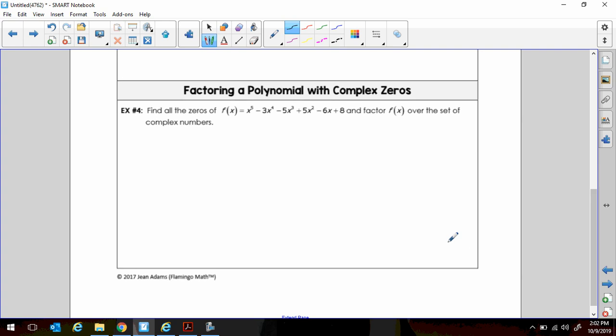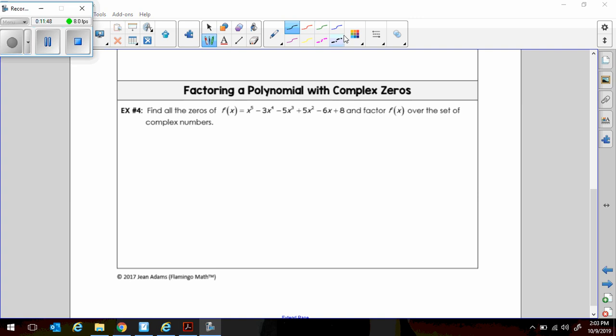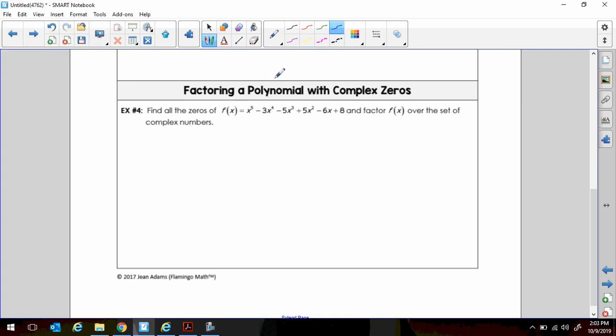Alright, factoring a polynomial with complex zeros. Alright guys, so what I'm going to start with is doing p over q. So I know that our q is plus or minus 1. So it's actually just going to be plus or minus p, and that's 8. So the factors today are plus or minus 1, plus or minus 2, plus or minus 4, and plus or minus 8. So those are my factors of 8. Alright, so p over q is plus or minus these over these, which is just plus or minus 1, plus or minus 2, plus or minus 4, and plus or minus 8.